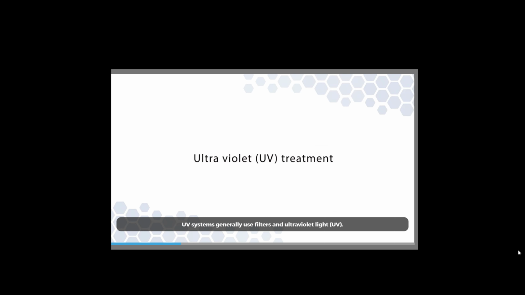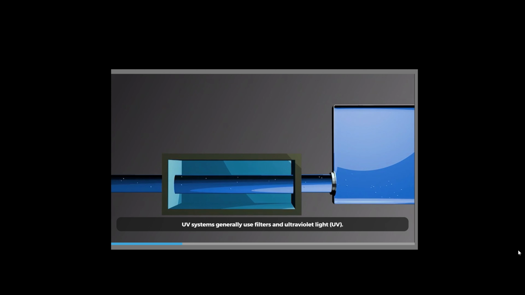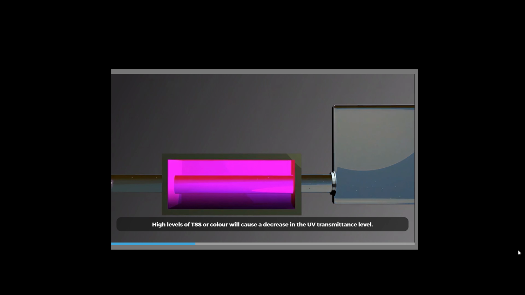UV systems generally use filters and ultraviolet light, UV. UV light kills or inactivates organisms by disrupting their DNA, leaving them unable to perform vital cellular functions. The efficiency of systems using UV light depends on total suspended solids, TSS, and the opacity of the water, in other words, how cloudy it is. High levels of TSS or color will cause a decrease in the UV transmittance level.